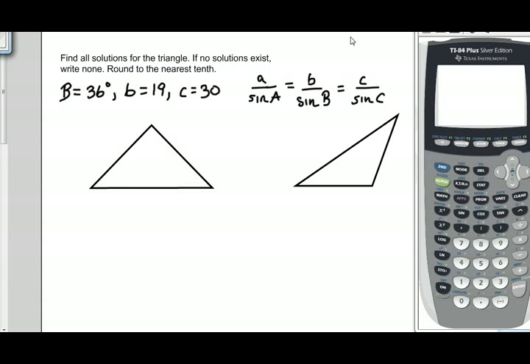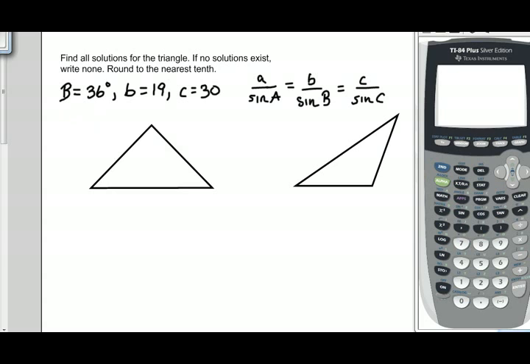All right, we're going to do a problem here from section 5.7, the ambiguous case of the law of sines. It says find all solutions for the triangle. If no solutions exist, write none, and as always, round to the nearest tenth. We're given an angle here, angle B equals 36 degrees.